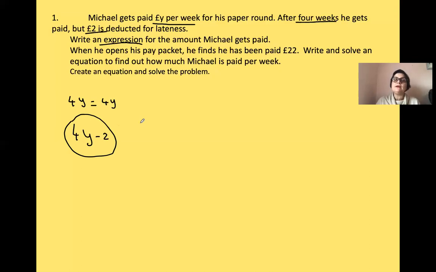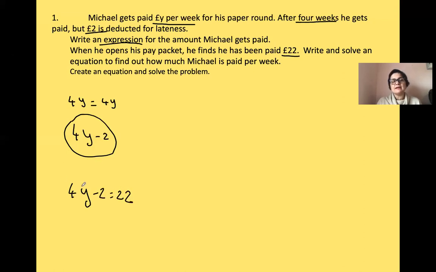Now, when he opens his pay packet, he finds he has been paid £22. Write and solve an equation to find out how much Michael is paid per week. You must create the equation to be able to get your full marks if you are in a test position. So he gets paid £22, and now it's time to create the equation: 4y minus 2 equals 22.